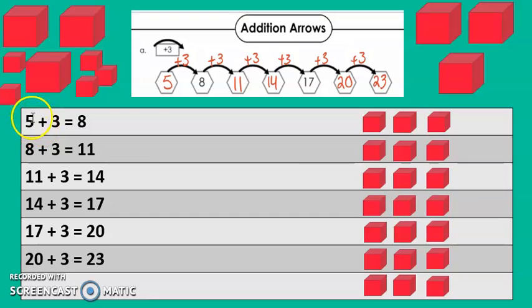So look here. The 5 goes here in this first shape, and your answer, 8, goes into that next shape. You see that? That's why 5 is here. 8 is here. Those two numbers now insert.